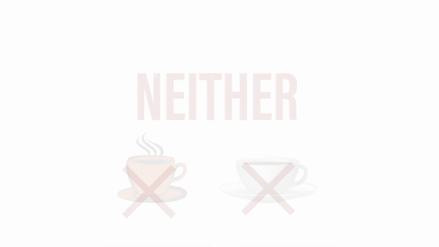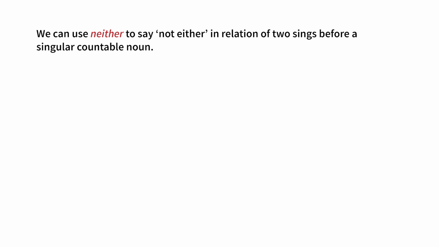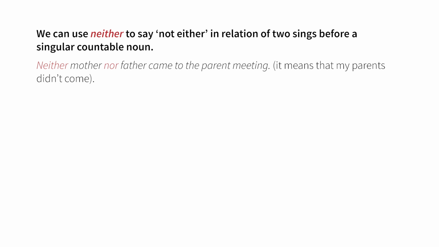Neither. As you remember, neither means a negative statement about two persons or two things at the same time. We can use neither to say not either in relation of two things before a singular countable noun. Neither mother nor father came to the parent meeting. It means that my parents didn't come. Neither player had a clear advantage in that difficult game.